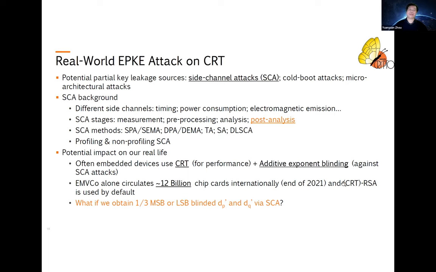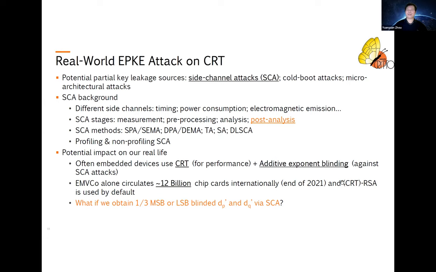Regarding the potential impacts on real life, especially for embedded devices, they often use CRT for performance reasons. And most of them use this additive exponent blinding because it is very easy to implement and the cost is not too much. As I said, it is a very common countermeasure against side channel attacks. Also, by the end of last year, based on data from EMVCo, there were around 12 billion chip cards in circulation internationally. And for those cards, RSA or CRT RSA is used by default.